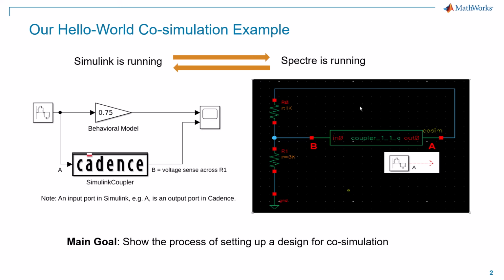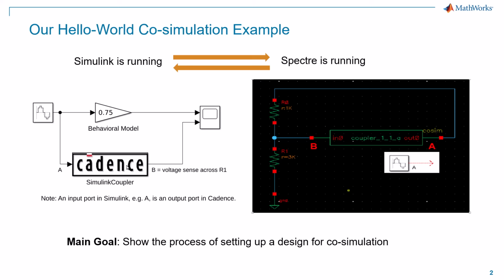And then we're essentially doing the same thing on the Cadence side, where we are going to create that 0.75 gain factor by way of a voltage divider, where we're measuring the voltage across a 3K resistor that is in series with another 1K resistor. So we essentially have 3 over 4 for the gain factor there.